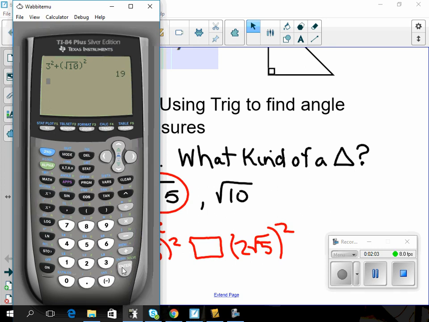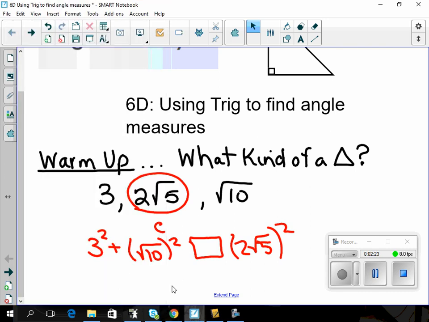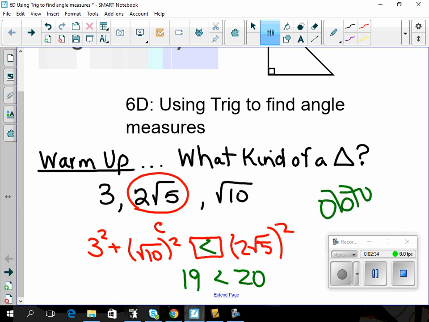Okay? And then how about c squared? So I need to plug that one in. Also parentheses, 2 square roots of 5. Got to get out of the square root, close, and square it. And what do you get here? 20. What kind of a triangle is it? It's obtuse. So here, I have that this is bigger, because I have that 20 is bigger than 19. And when your c squared is bigger, that tells me it's obtuse.